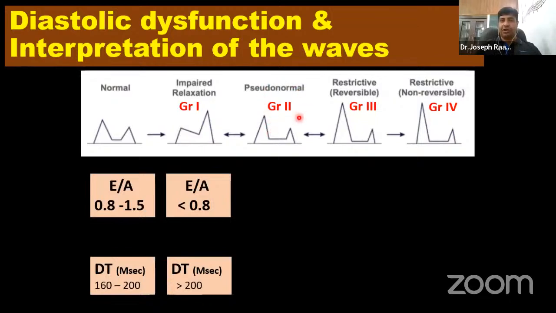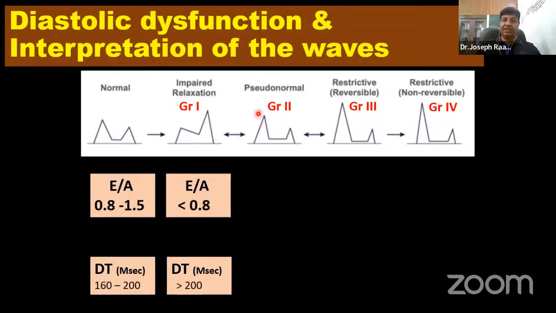Then again, for a short time, your E and A wave will look like normal. If you see these two, the normal and the grade 2, the pattern is more or less the same. It's called pseudo normalization. So now you can ask me, if you get a wave like this, how do we know that it is pseudo normal or normal? For that, we have some other parameters.